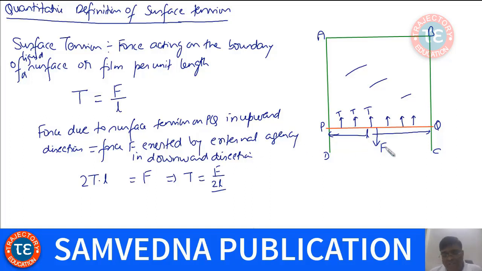This F is exerted by an external agency in order to bring PQ in equilibrium, and 2L is the total length of the film on PQ. You have two films, one above PQ, one below PQ, and the total length of the film is 2L. So that's the surface tension. That's how you can measure surface tension. In this way you can measure the value of surface tension.